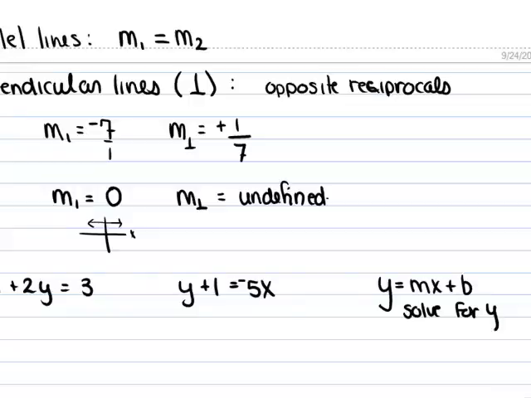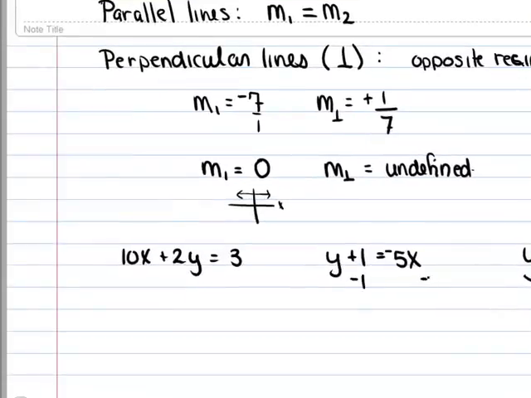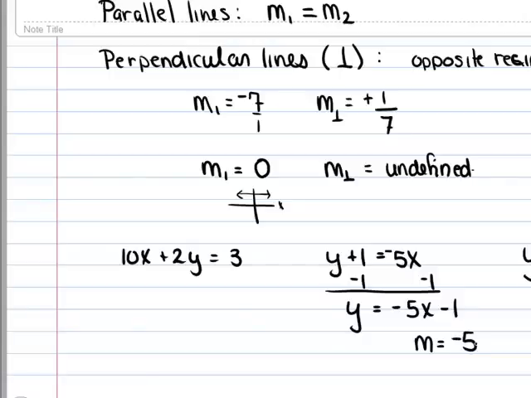If I solve for y, the number in front of x is the slope. So for this second equation here, I've got y plus 1. I'm just going to subtract 1 from both sides of the equation. And now I have it in y equals form. And the slope of this line is -5.